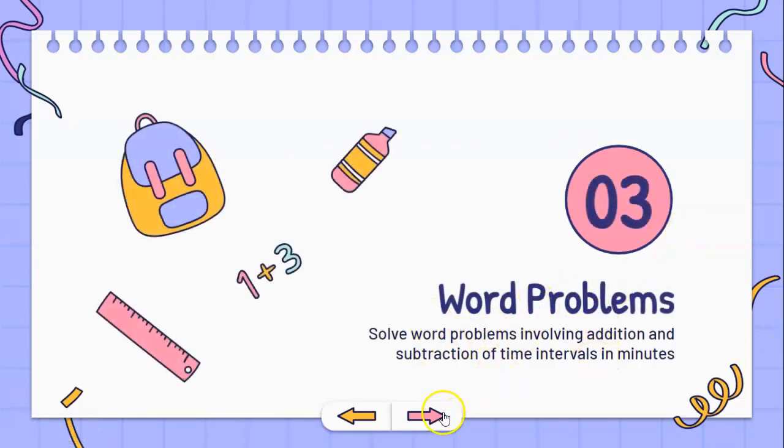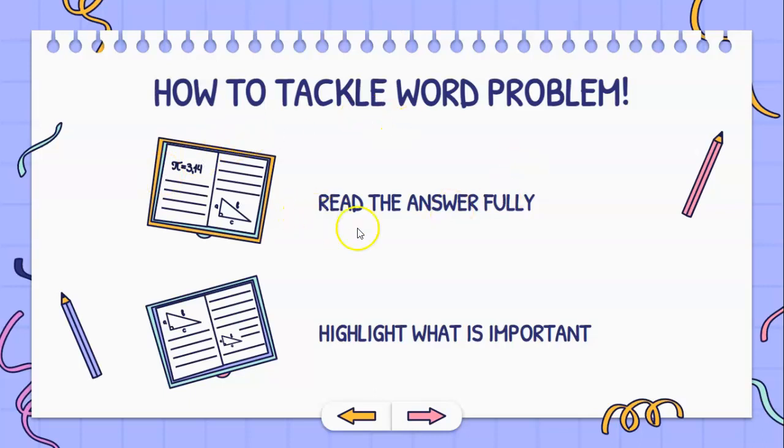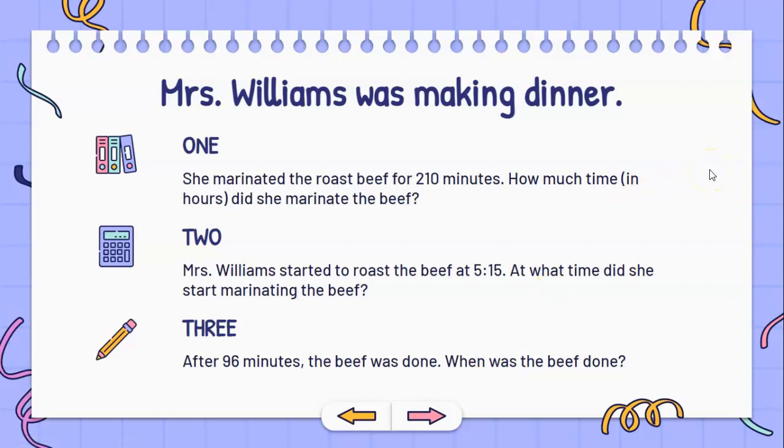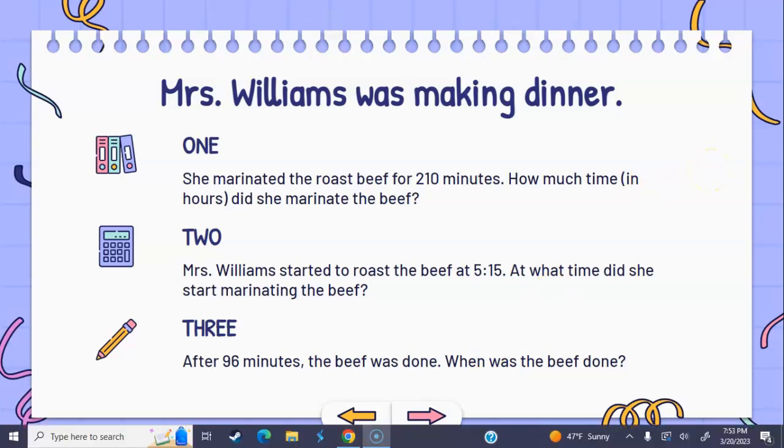Now we are going to work on the word problems. We are first going to start by reading the problems fully and then highlighting the important information. So Miss Williams is making dinner. She marinated the roast beef for 210 minutes. How much time in hours did she marinate the roast beef? We know that every 1 hour is equal to 60 minutes. When we do that, we find out that she marinated it for 3 hours and 30 minutes.